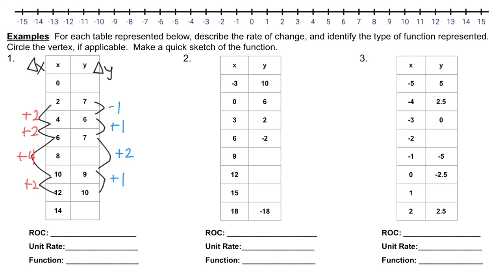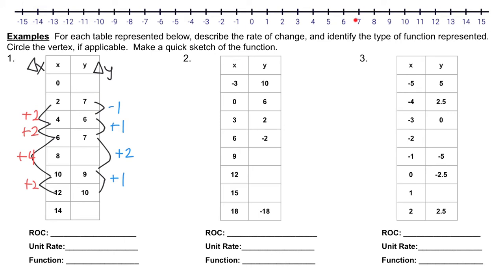So looking at my table, from 2 to 4 is an increase of 2. From 4 to 6 is also increased by 2. If I skip this one, it's an increase of 4. That makes sense because from 6 to 8 is also 2. So this is a constant change going down with my change in Y.